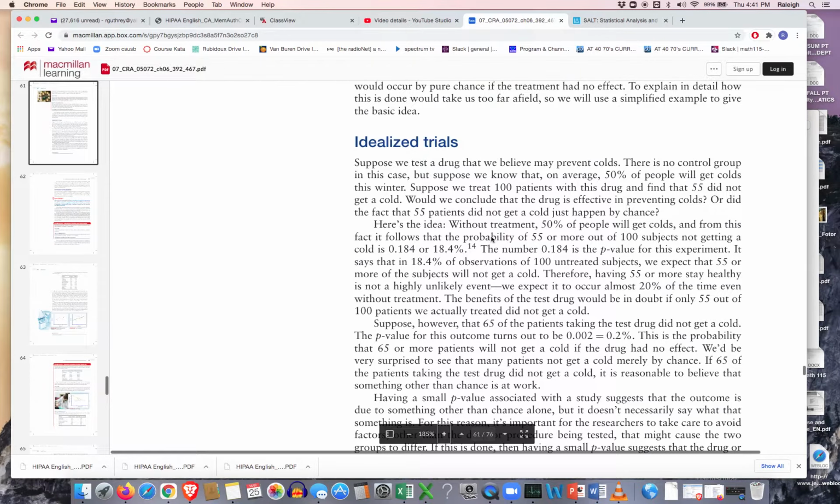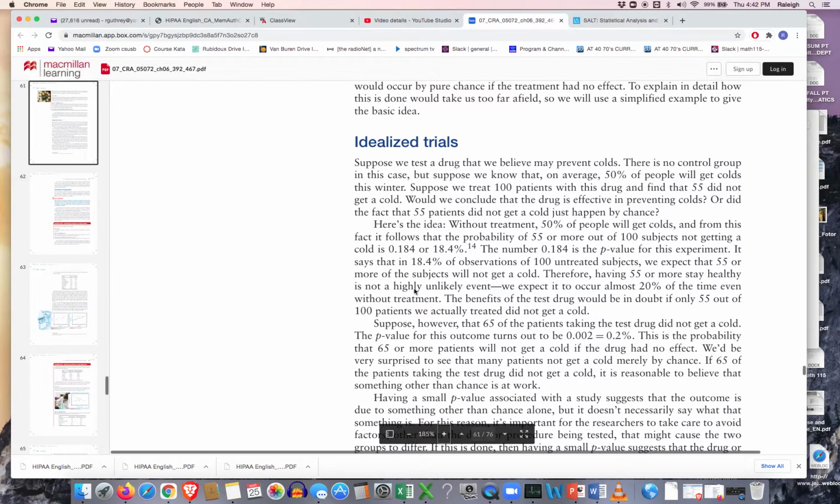From this fact, it follows the probability of 55 or more, given that, works out to be, by computations, that's not too hard to do, about 18%. That would be the p-value, 0.184, for this experiment. It says that in about 18% of observations of 100 untreated subjects, we expect that 55 or even more will not get a cold just by themselves. So this doesn't look very effective.